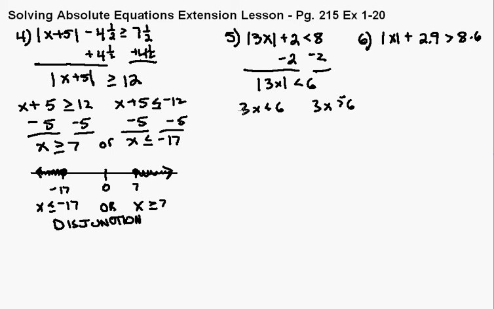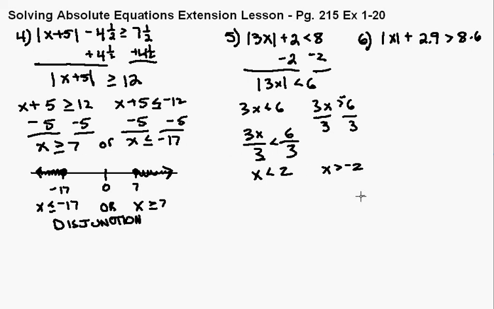To solve for this, 3 is multiplying the x, so I use the inverse operation, which is division. So I'm going to divide 3x by 3. What I do to one side of the inequality, I do to the other. So I'm left with x less than 2. Doing the same thing to this inequality, divide again by 3. So here I have x greater than negative 2.